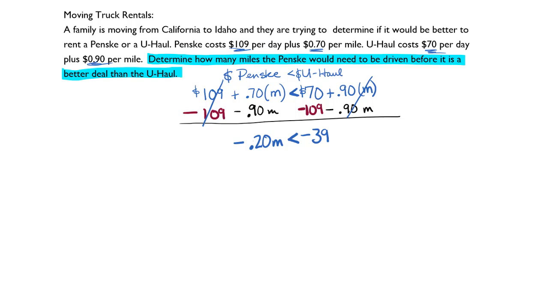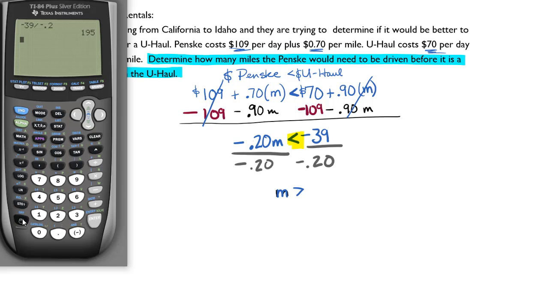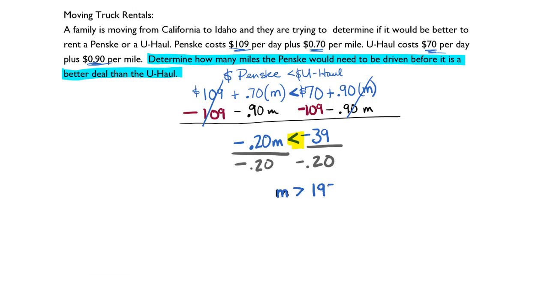Now, I've only added or subtracted terms here, so my inequality stays pointing to the left. However, our next step is to divide by negative 0.20 on both sides, and that will change the direction of the inequality. I'll go ahead and highlight it just so we remember that step. This will give me M is greater than, and now we need to figure out what this actual number is going to be. We'll take negative 39 and divide it by negative 0.20, and we have 195.